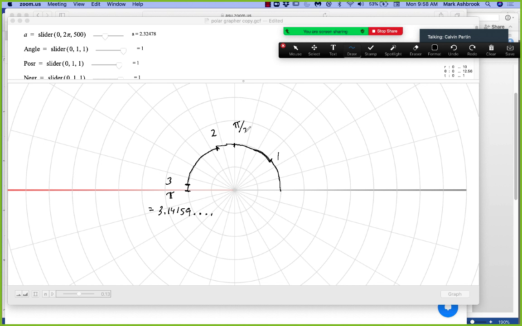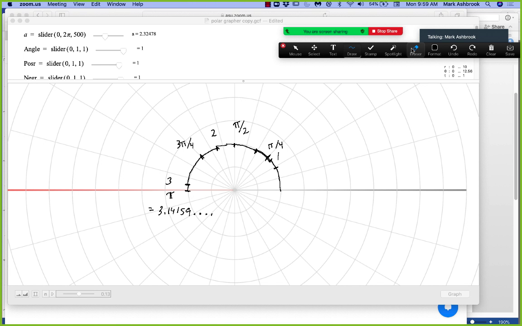Pi halves, pi/2. And then half of that splits the first quadrant in half: pi over 4. And then halfway through the second quadrant will be 3 pi over 4. And so at some point in your trig or pre-calculus, you learned these angles.